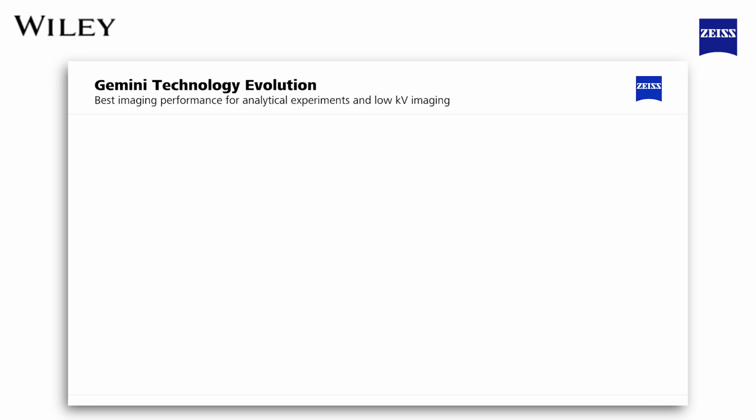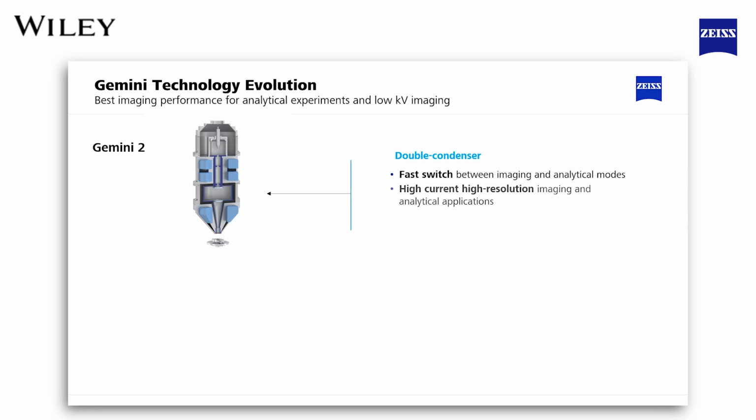A closer look at the Gemini columns shows us the fundamental difference between the Gemini 2 and the Gemini 3. The Gemini 2 is built for analytical imaging and has a double condenser that allows fast switching between imaging and analytical modes. We also get a high current, high resolution imaging. I will emphasize that due to this design, the Gemini SEM 460 microscope is best suited for cECCI imaging.